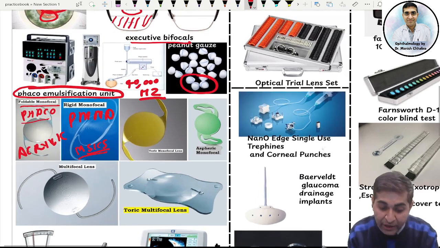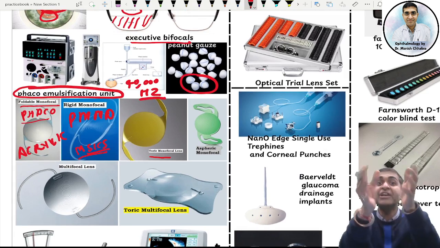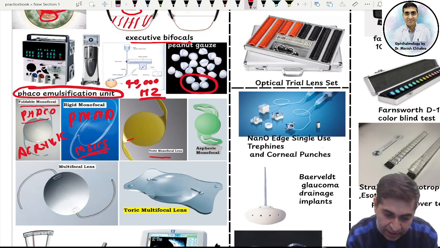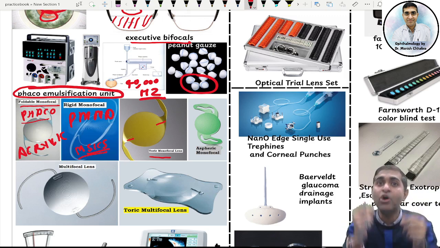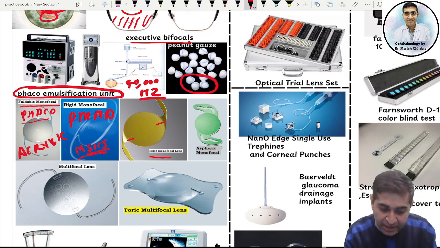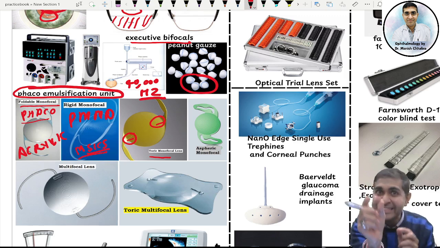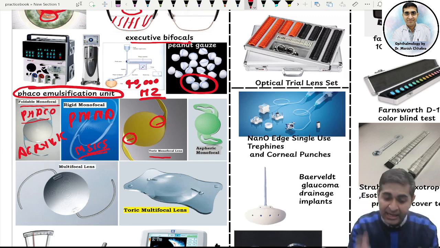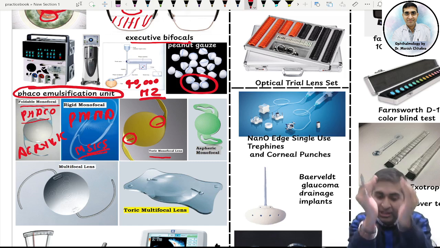Now comes the toric lens. What is the purpose of toric lens? If the patient is having cylindrical error, astigmatism, this can correct the cylindrical error. So you can see these three dots which are here and here. The eye is marked pre-operatively so that you know in which direction you have to put these three dots. These three dots depict the axis where the IOL has to be dialed in such a way that these three dots should be along the axis where the patient is having a cylindrical error.